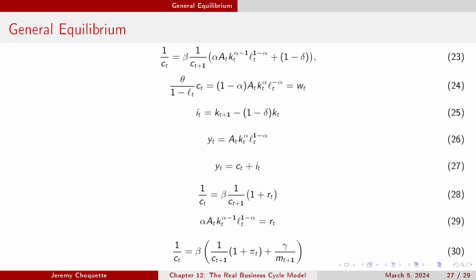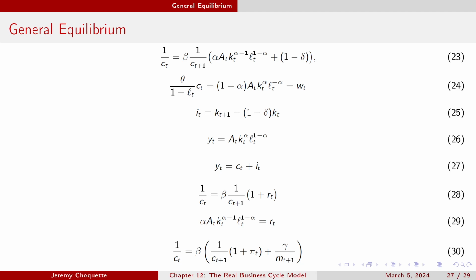Equation 28, that is my Euler equation for bonds. So this is going to tell me how I want to buy bonds. Equation 29, this is the marginal product of capital being equal to the real interest rate. So you can sort of think of this as like a demand for capital, so to speak. And then equation 30 is money demand.